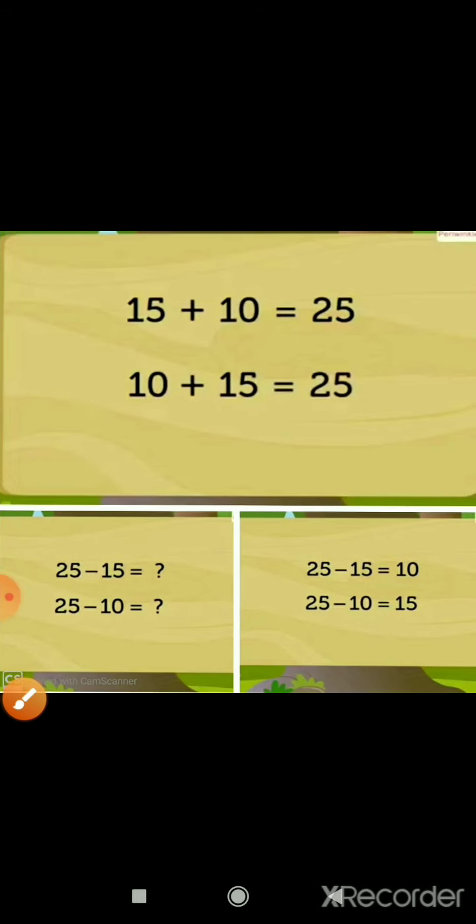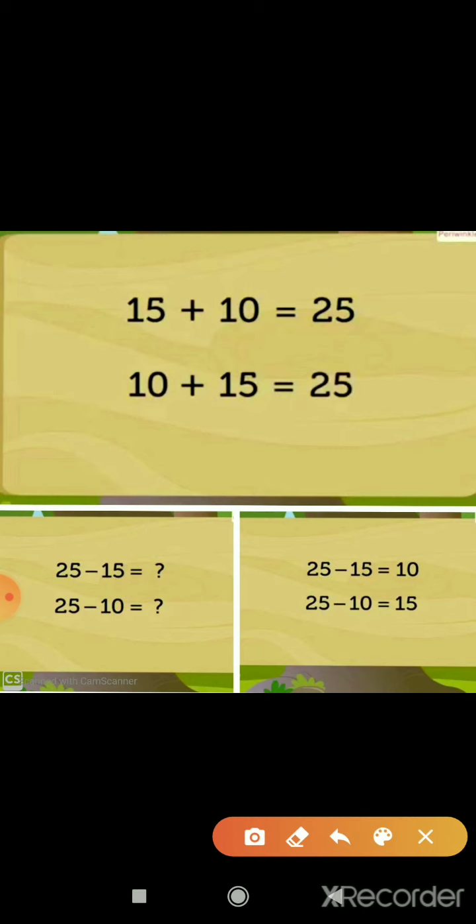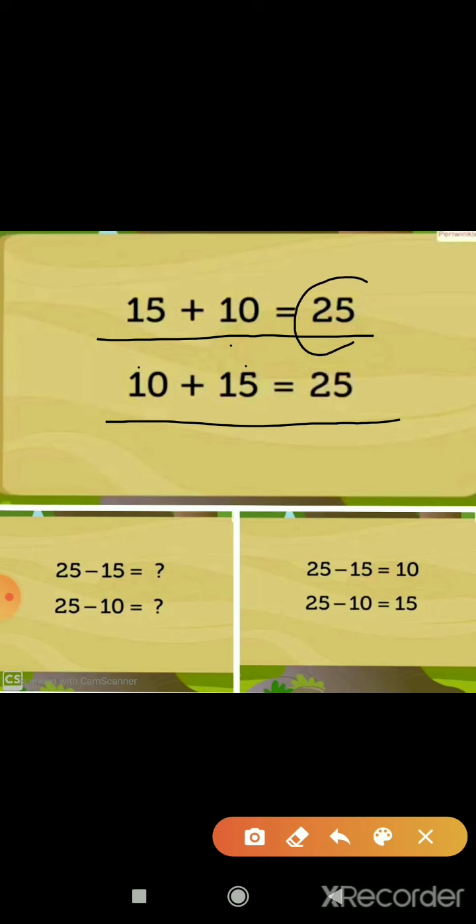Let us take one more example, students. 15 plus 10 is equal to 25. If we change the order, the answer will be the same, like 10 plus 15 is equal to 25. So students, here the sum is 25. The sum of 10 and 15 is 25.